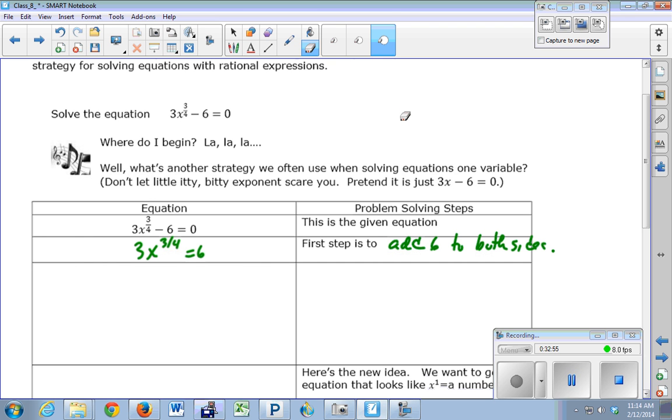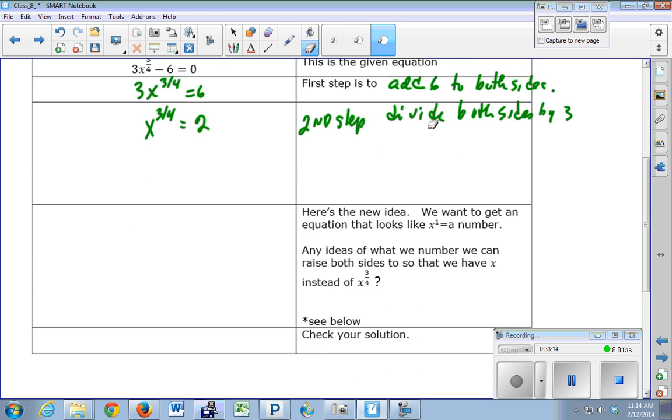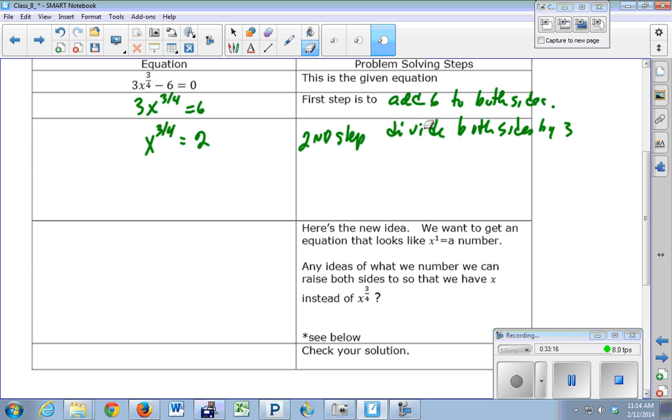Now, if that was 3x equals 6, what would your second step be? Divide both sides by 3. Right. So let's do that. And I get x to the 3/4 equals 2. Now, here's where the new idea comes in. We don't want x to the 3/4 equals 2. We want x to the 1. We just want x equals some number.